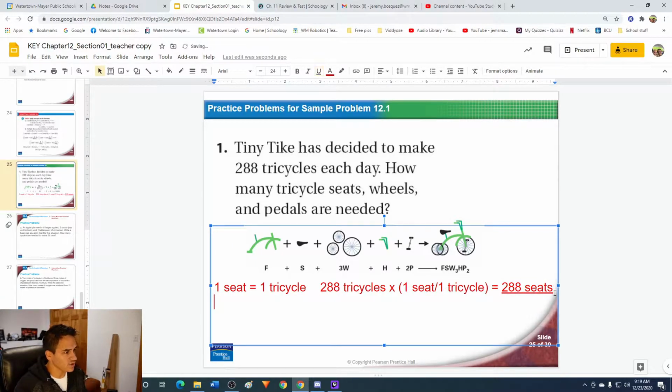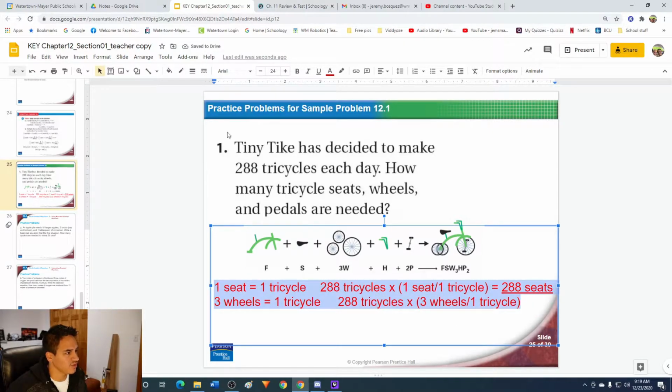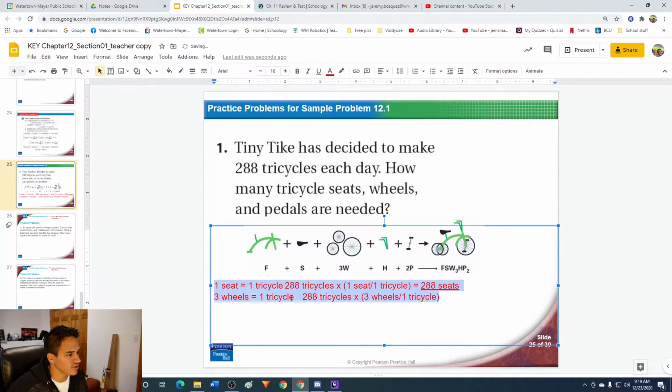For the second one, for wheels, we can see that in our reaction, we need 3 wheels for every 1 tricycle. So that's a 3-to-1 ratio, which means that if we wanted to make 288 tricycles, we need to multiply this by 3 wheels per 1 tricycle. So we're going to times this by 3, essentially. It's a 3-to-1 ratio. Let's make the font a little bit smaller here, too.